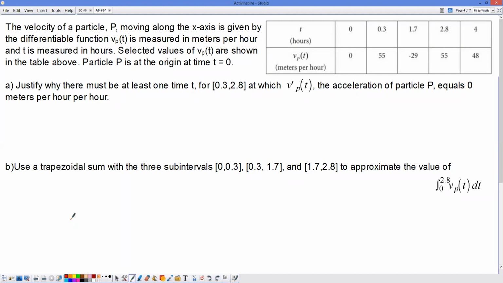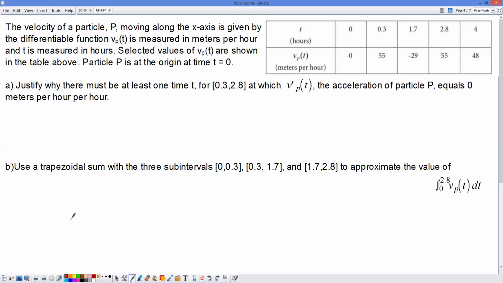We've got the velocity of a particle that's moving along the x-axis, and that's v sub p of t. And they're giving us the units for all of that and telling us that it's at the origin at the beginning, at t equals 0. And then we want to justify why there must be at least one time t on the interval 0.3 to 2.8 for which v prime sub p of t, which is the acceleration, equals 0. So this is a mean value theorem for derivatives question, or even more specifically, we could say it's Rolle's theorem.